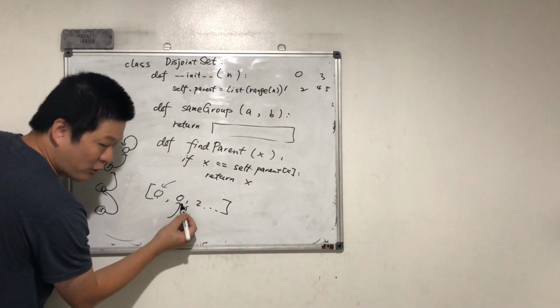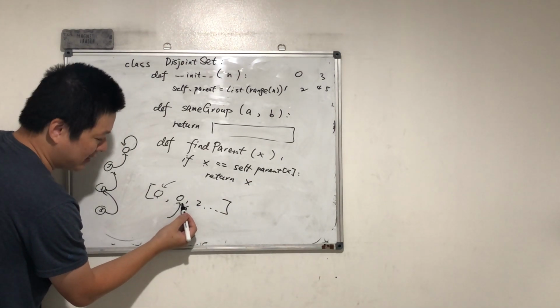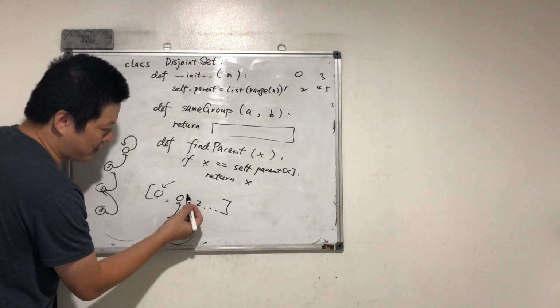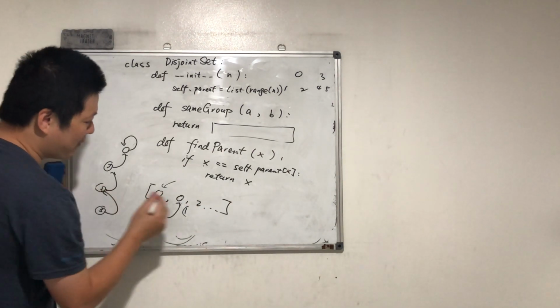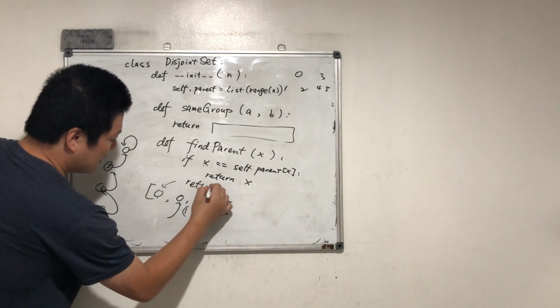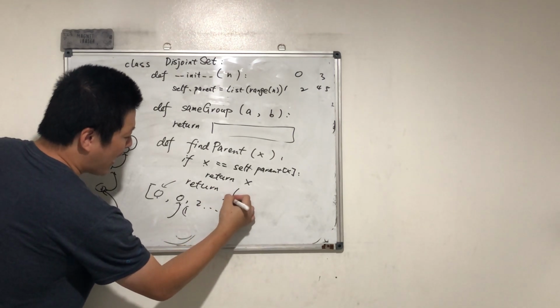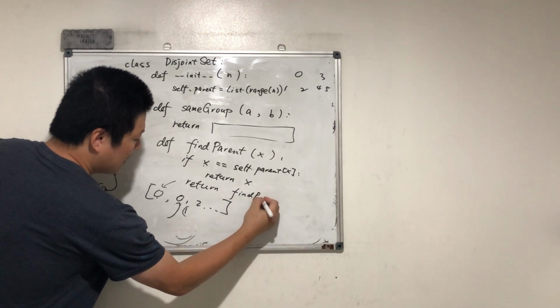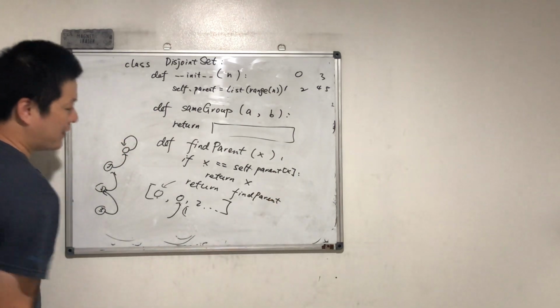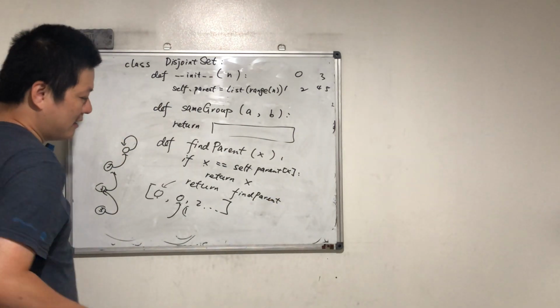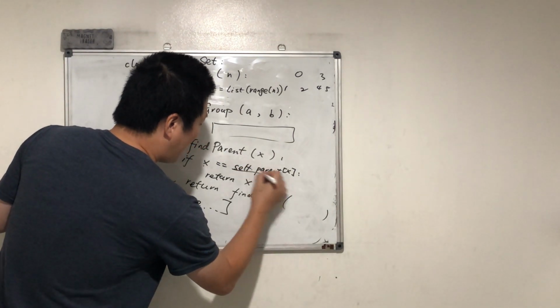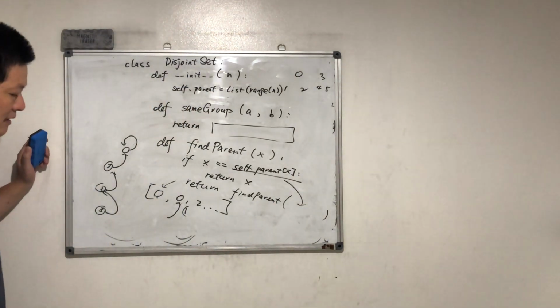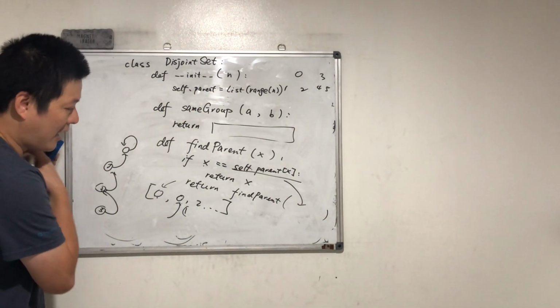Save parent x is 1. It's not equal to 1. So what happened? What's this? It should be 0, right? So I need to do what? I need to return what? Find parent. Find parent what? Save the parent x. Yeah? I just call it save.